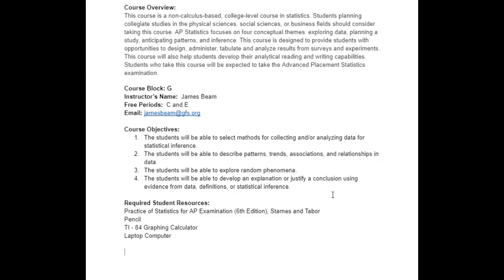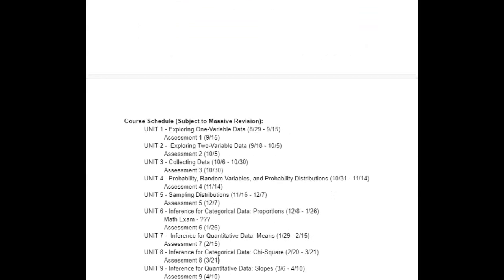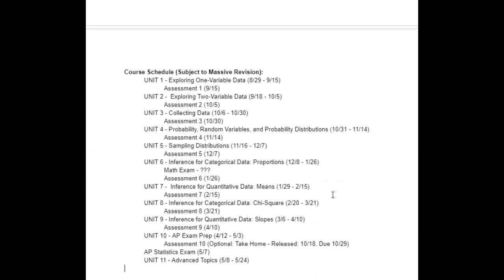Of course, you need a pencil. You need a TI-84 graphing calculator every day for class because this is a very calculator-heavy course, and your laptop is how we convey material in this course. You do not need to bring the book to class each and every day. That is not required.